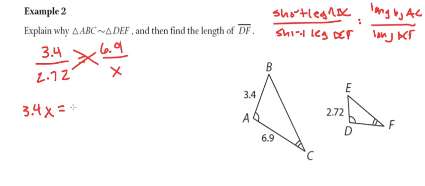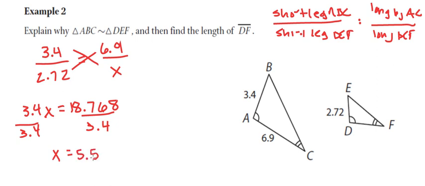So that's going to end up being equal to 18.768. And then ultimately I would divide by 3.4. And I would get that my x value is equal to 5 52/100. So I know that DF is equal to 5 and 52/100.